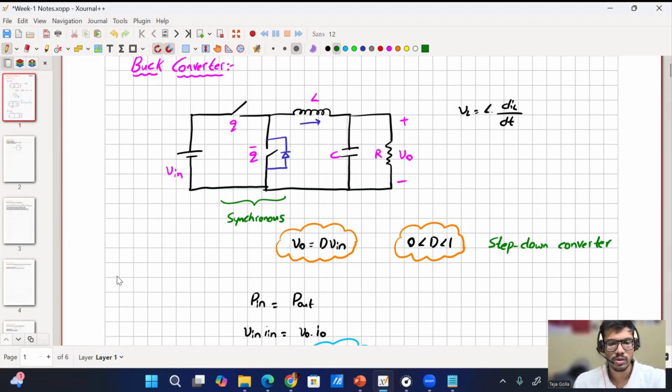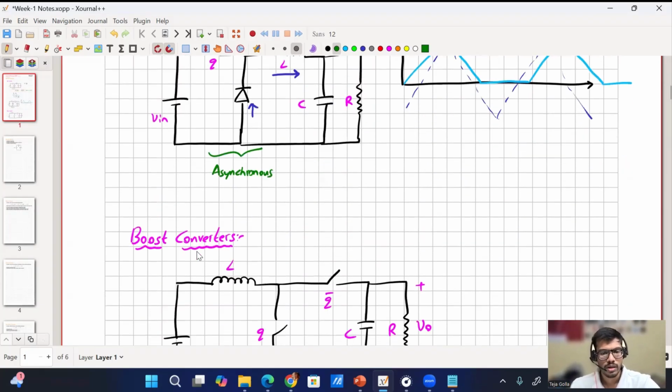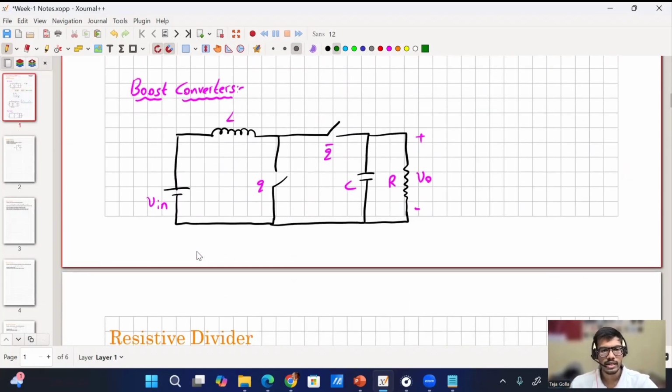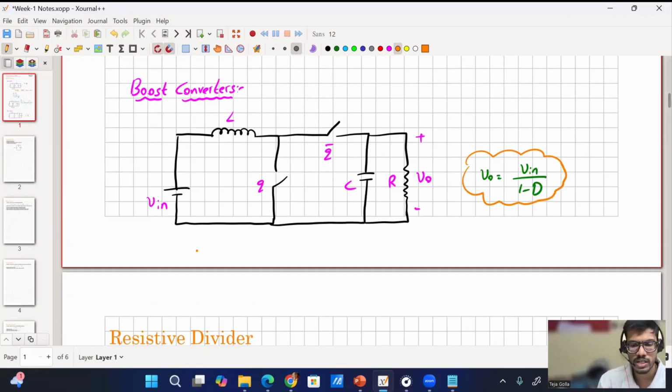Okay, thank you. For the boost converter, can anyone let me know the input output relation? V naught equals V in by 1 minus D. Yes. So is this step up or step down? Step up, yes.